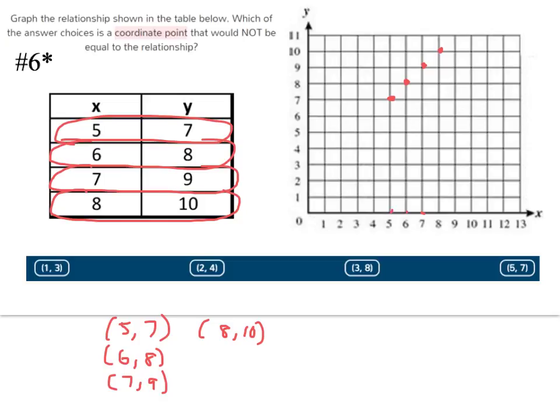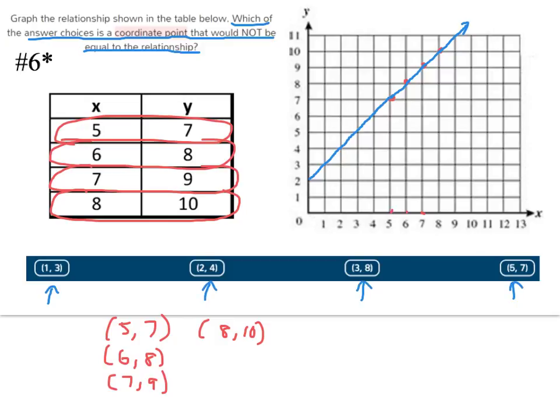Let's go ahead and connect all the dots to make a nice straight line, and if you notice, it can continue going in its opposite direction. So every dot that we placed forms a nice straight line. The second part of this problem says, which of the answer choices is a coordinate point that would not be equal to the relationship? So basically, which one of these down here are not on the line?